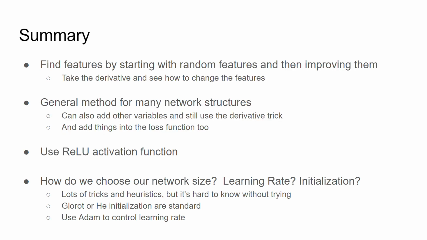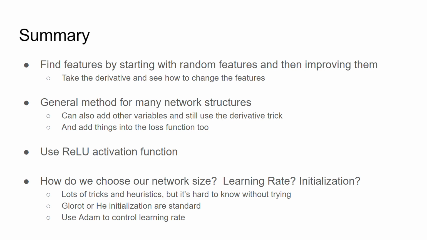Cool. All right. What was the point of all of that? Yes, backprop is really, really cool. You can find features by starting with random features and then improving them, just by following this backprop learning rule: take the derivative of the error, and that tells you how to change the features. This general method works for many, many different network structures. In fact, it doesn't even have to be networks. It's just anything I can take the derivative of. As long as my error and the things I'm doing to compute features are things I can take derivatives of, this should all still work.